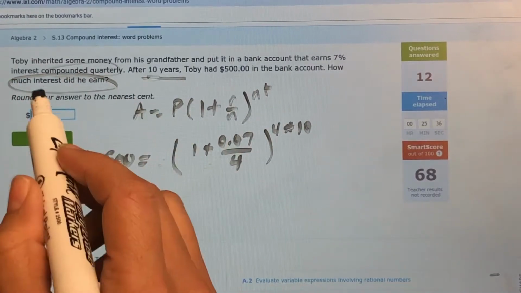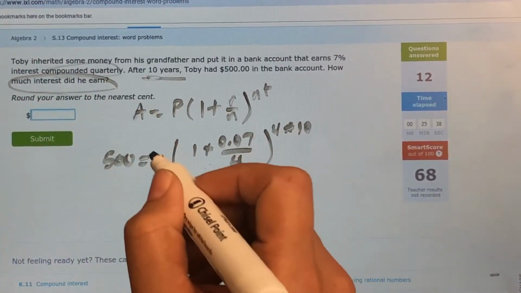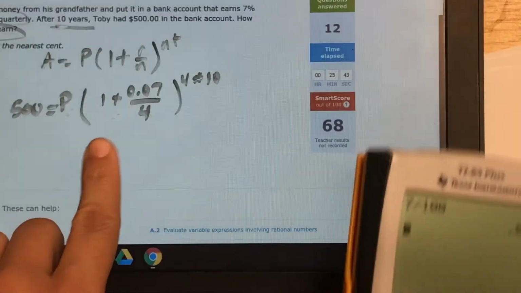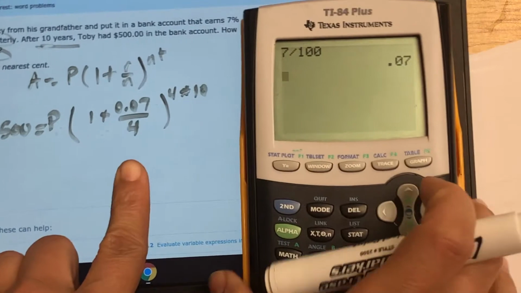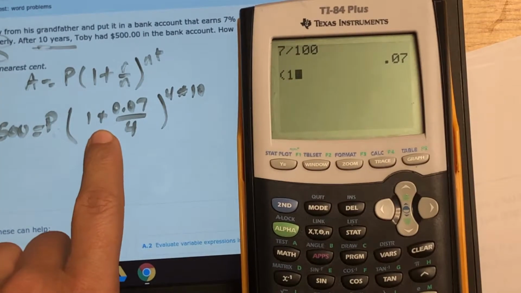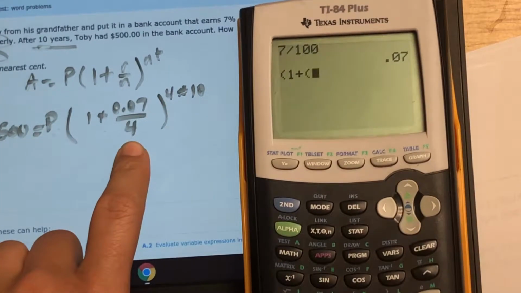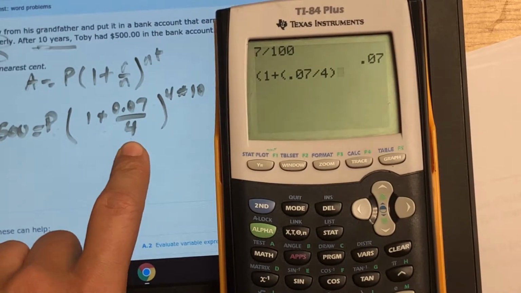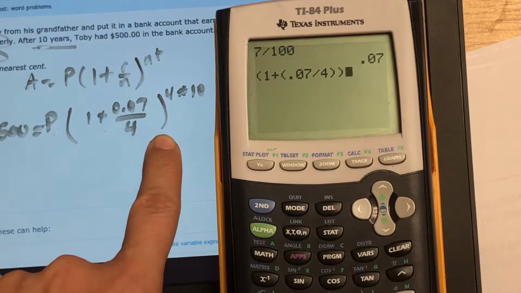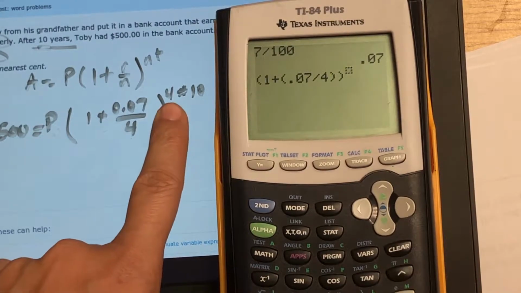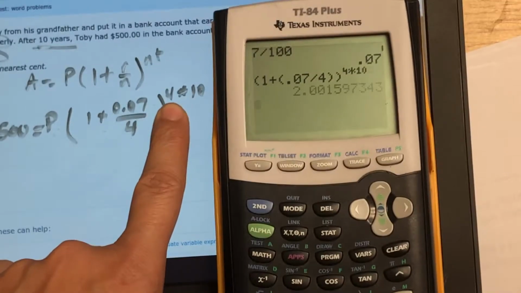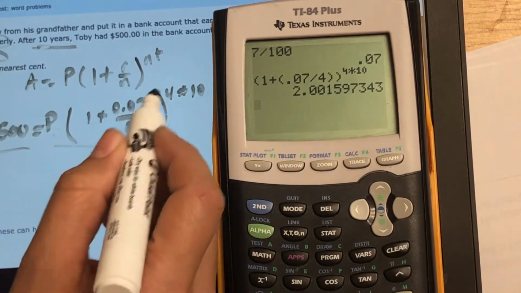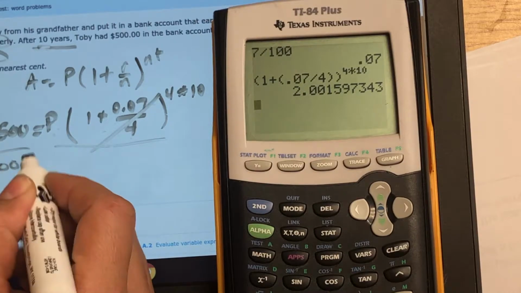So be careful with this question because it's not asking for the principal, but the interest. So we need to find out what the principal is, just like we were doing before. So again, we're going to punch this part into the calculator and divide. So we're going to open parentheses, 1 plus. For every fraction, you open your own parentheses, 0.07 divided by 4, close your own parentheses, and then close the parentheses that you already had. Raised to the power of 4 times 10, and that's that times P, so you have to divide both sides by that, which is 2.001, blah, blah.